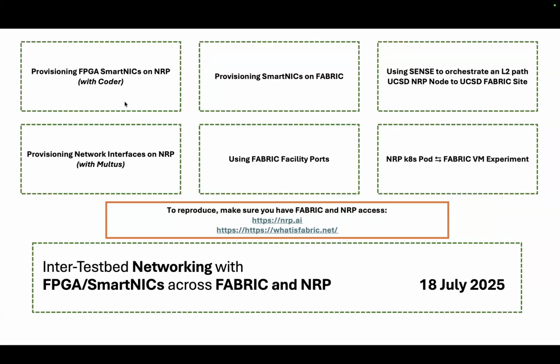Then we're going to use the Sense orchestrator and operator to establish L2 paths in a simple experiment that goes through one of UCSD's NRP nodes to the UCSD Fabric side. Of course, time permitting, we can also show different sites that are geographically distant, and a brief connectivity test and experiment, hopefully something more interesting than pinging, between a Kubernetes pod and a VM that is running on Fabric.